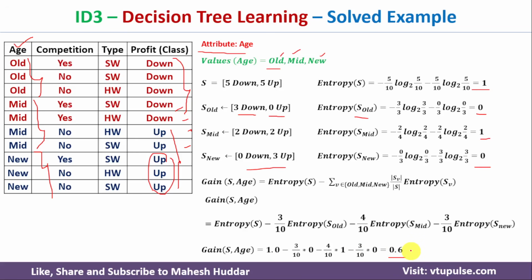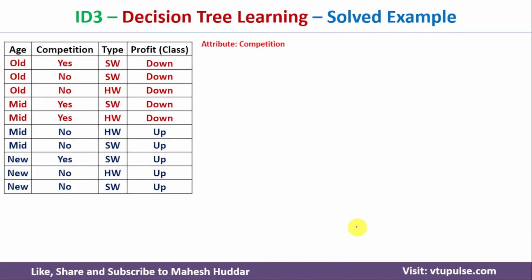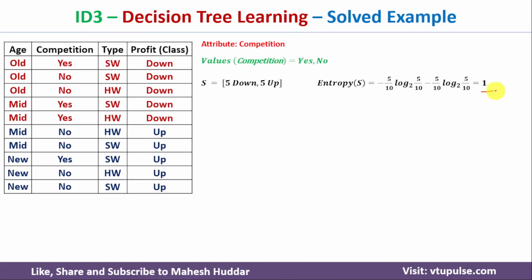Similarly, we need to consider the next attribute, that is competition. In competition, again we have two attribute values, one is yes and the other is no. We have already found the entropy for the entire dataset, which is equal to 1. Now we need to find the entropy of the attribute values. First I will consider the attribute value yes. We are getting 4 examples belonging to yes: 1, 2, 3, 4. In these, 3 belong to down and 1 belongs to up.